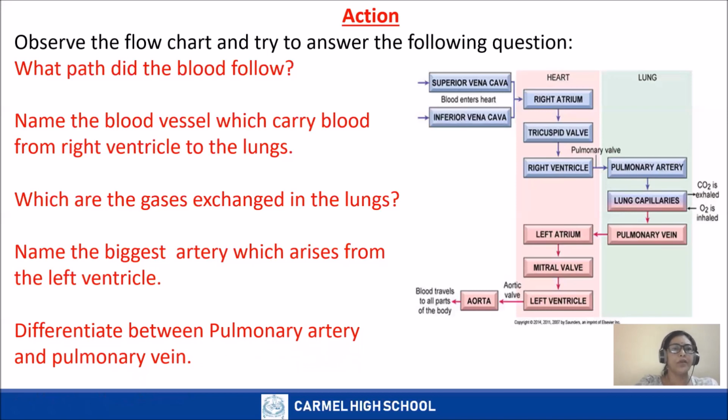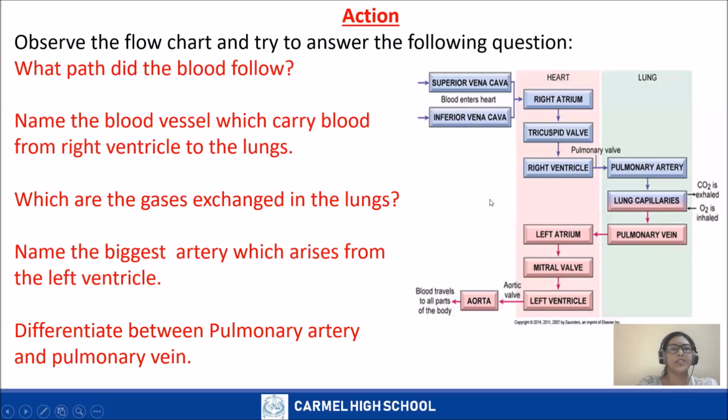Now please make a note of all these questions quickly and you will answer them. What path did the blood follow? We have started from the veins to the right side of the heart. You can make a point of all that. Then, name the blood vessel which carries blood from the right ventricle to the lungs. What type of blood? Deoxygenated. So which blood vessel is carrying it to the lungs? The pulmonary artery. Correct.